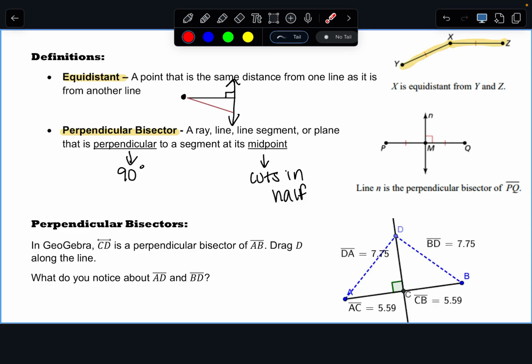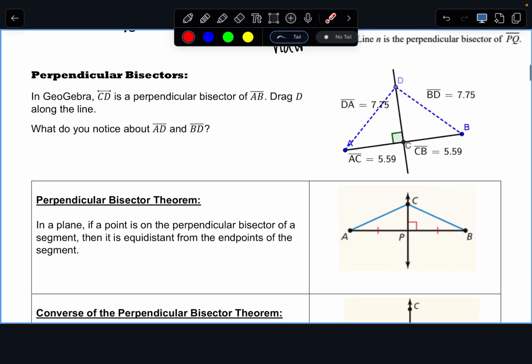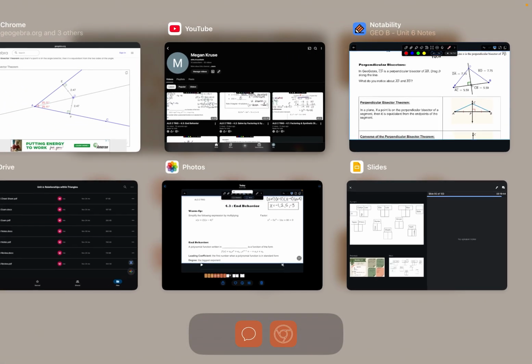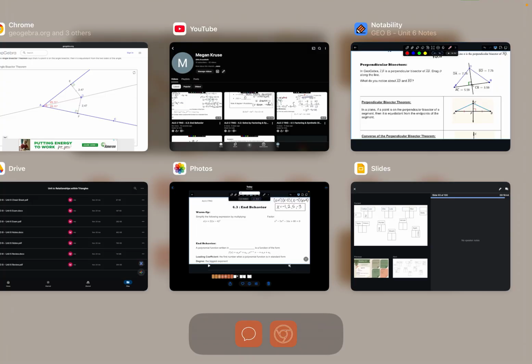Robbie? Stop it. That's our first special segment. We're going to look at an online application to see kind of what properties this segment has.